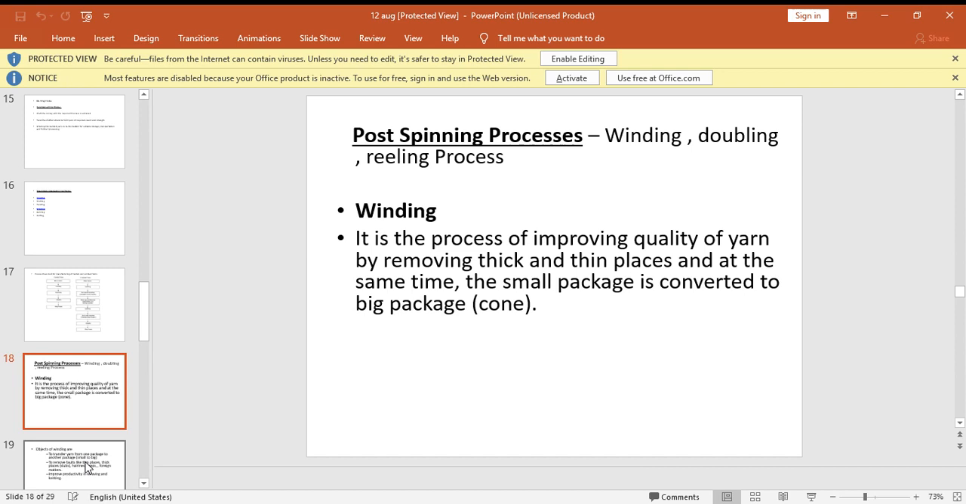Next, now we are going to learn about post spinning processes. Post spinning processes are winding, doubling, and reeling. The first post spinning process is winding. Winding is a process of improving quality of yarn by removing thick and thin places, and at the same time the small package is converted to a big package.